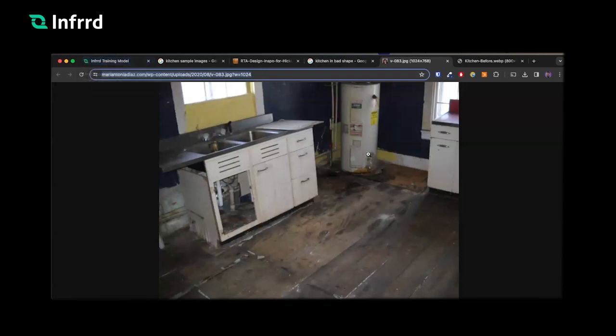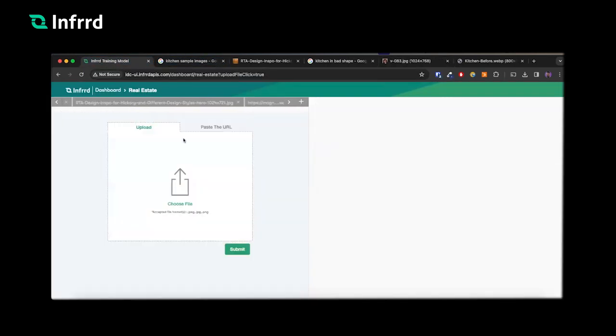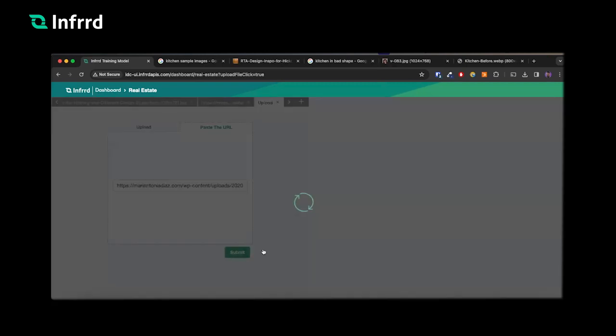This doesn't seem like a kitchen. There's a water heater too, which is weird. I think my college house I lived in had a water heater and, yeah, kitchen.